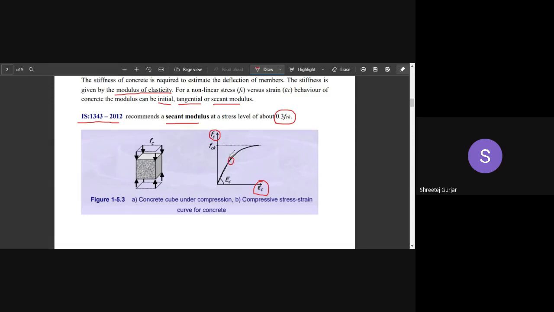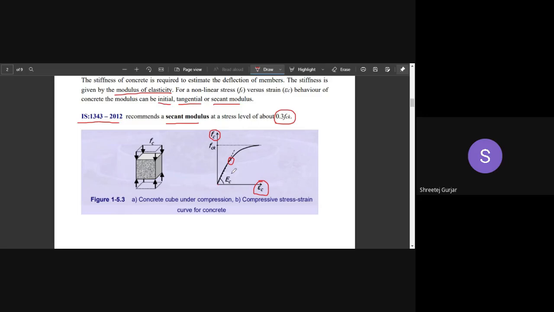Suppose it is this point. So what we do, we join this point and your 0 point, or your initial point. We join these points. So what does this give us? This gives us a secant modulus, by joining these 2 points by a straight line.